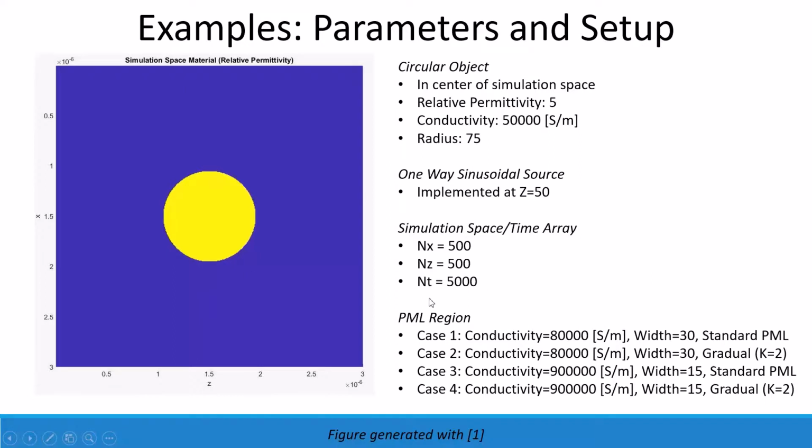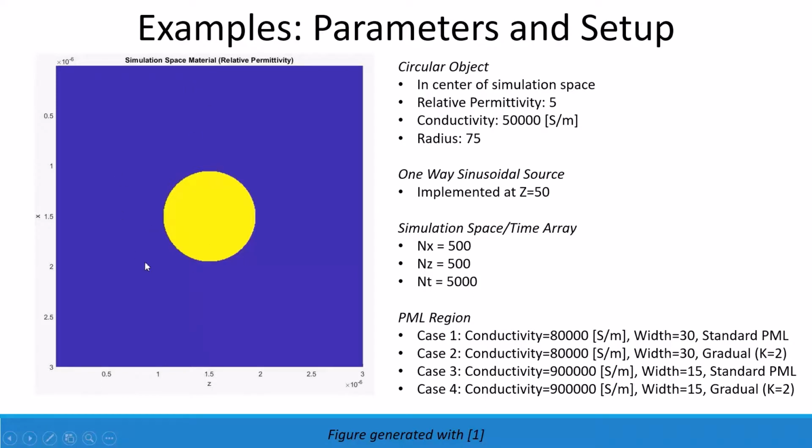And we're going to implement a conductive circular object in the center of the space with a conductivity of 50,000 and a relative permittivity of 5. And the radius is 75. So hopefully by implementing our source at Z equals 50, so about here, we're going to get a lot of reflections and some wild stuff happening to see how robust the PML really is.